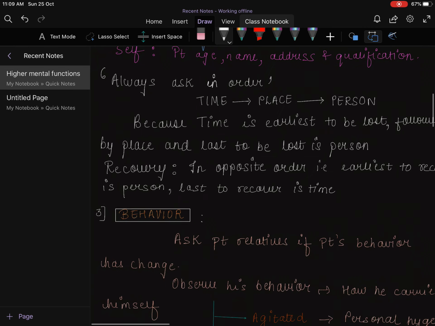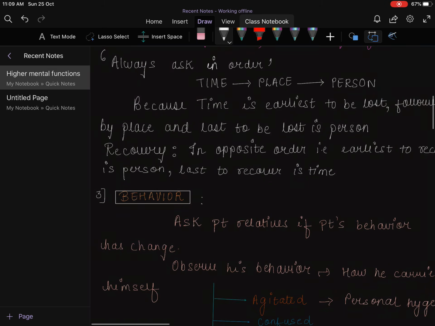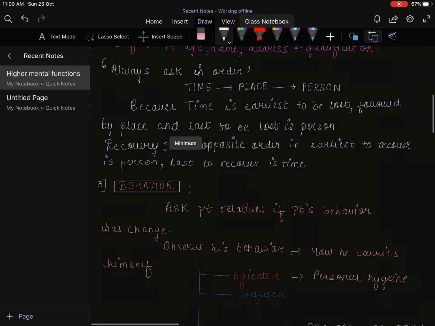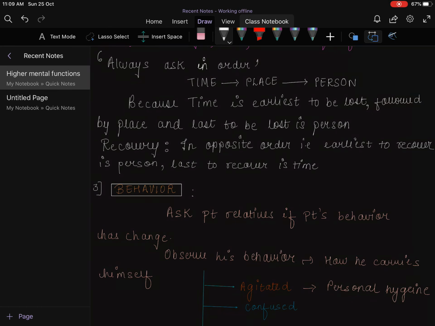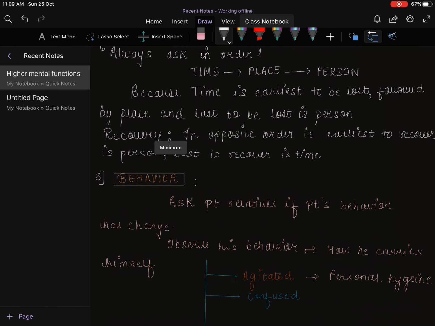Remember, this is very important: always ask in order, that is, time followed by place followed by person. Why do we do this? Because time is the earliest to be lost, followed by place, and the last to be lost is person. Recovery is in the opposite order. That is, the earliest to recover is orientation of person, and the last to recover is orientation of time.